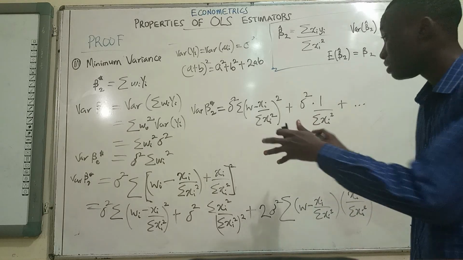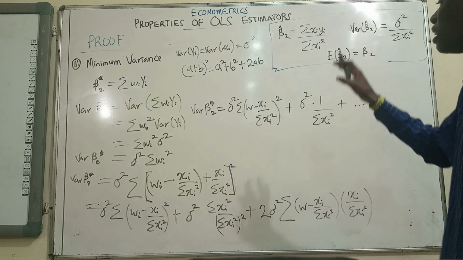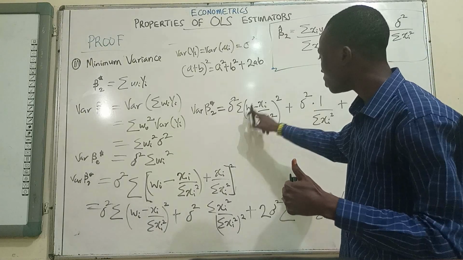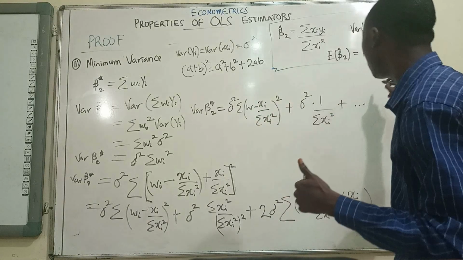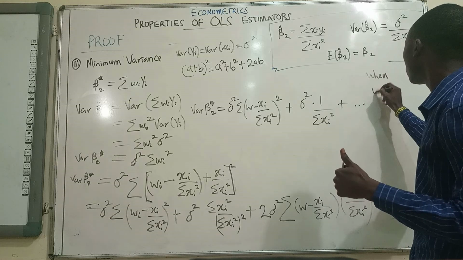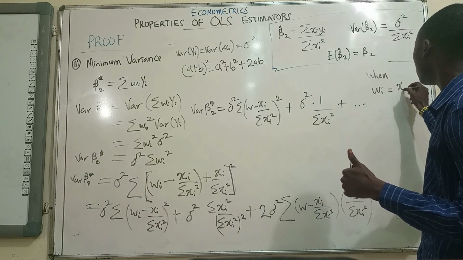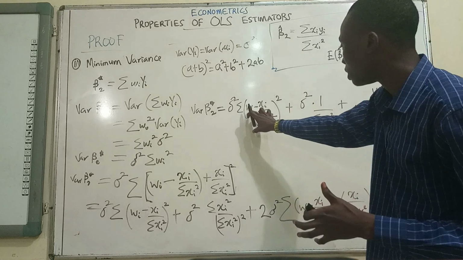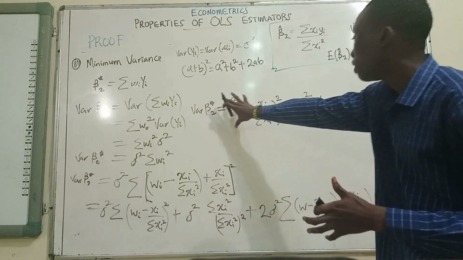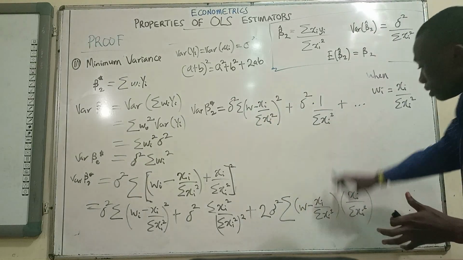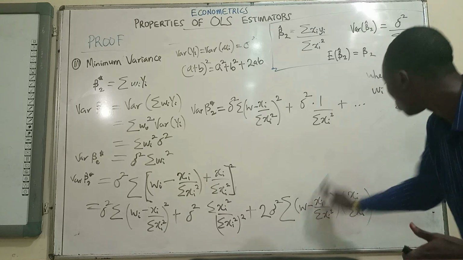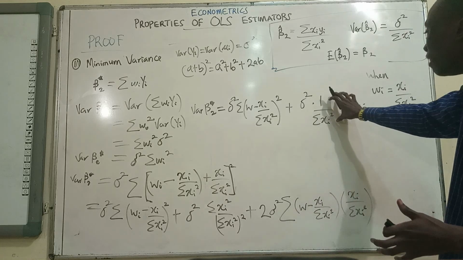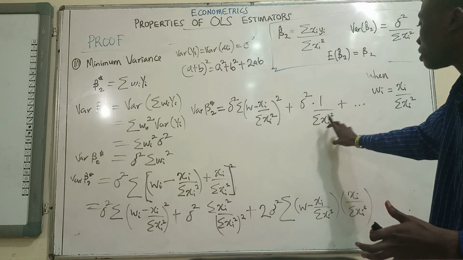The goal is to minimize this variance, and we see that this variance can only be minimized when w is actually the value of our k, when wi is this over summation xi squared. If this happens, we see that this minus this will become 0, and so the value is already 0. And the same thing, once this is xi over summation xi squared, this also becomes 0, and you will just be left with sigma squared over summation xi squared.